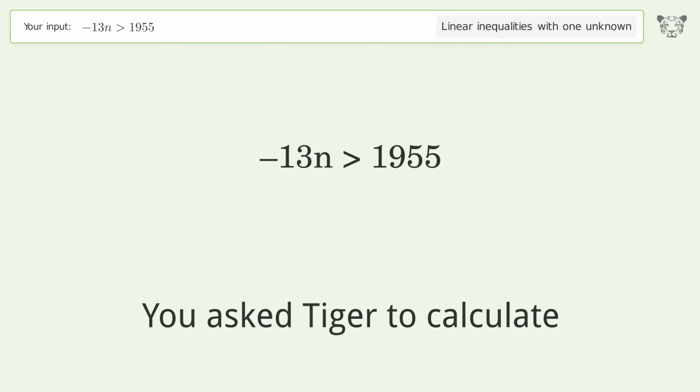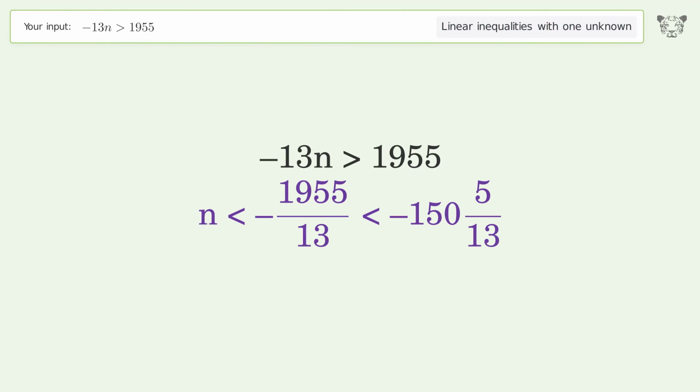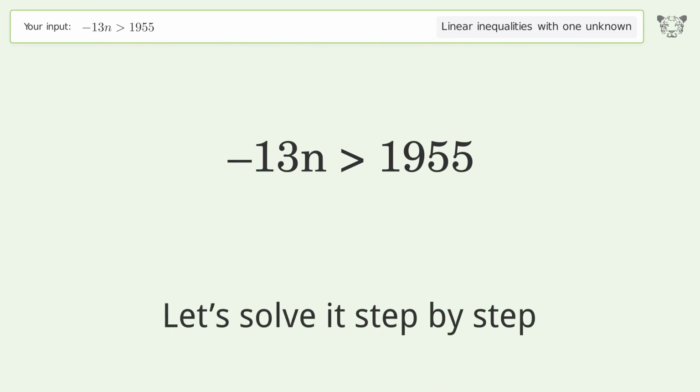You ask Tiger to calculate. This deals with linear inequalities with one unknown. The final result is n smaller than negative 1955 over 13 smaller than negative 1505 over 13. Let's solve it step by step.